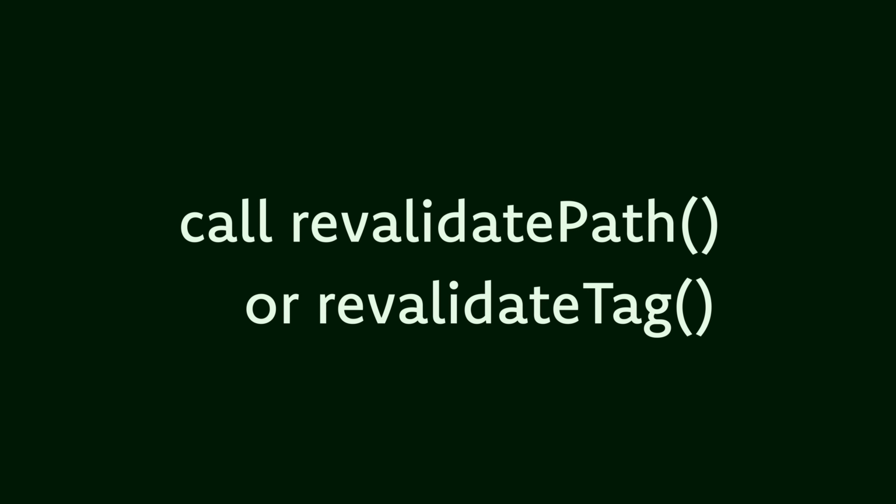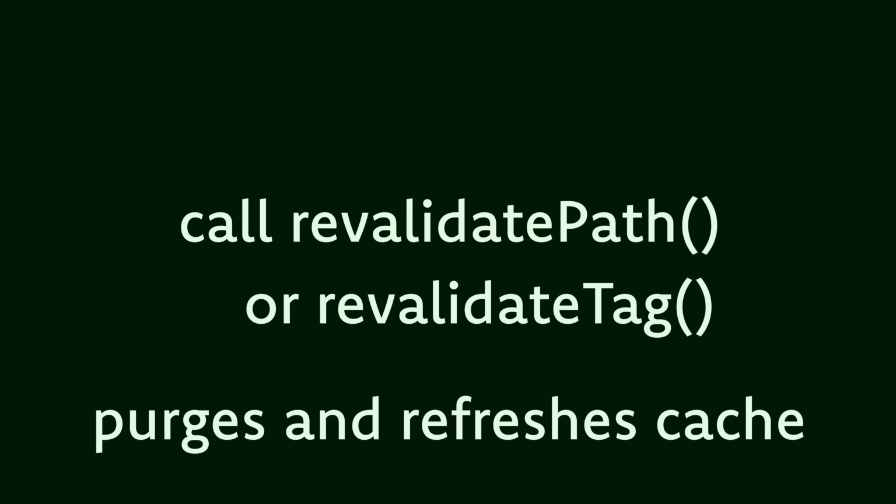For example, if you have a static site that needs occasional fresh data, you can use a server action to revalidate that data. One simply needs to call revalidatePath or revalidateTag at the end of their server action to purge and refresh the cache for that path or tag set. More on that later.